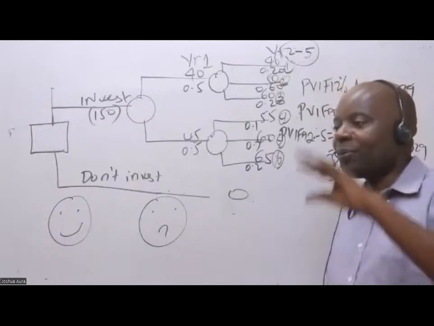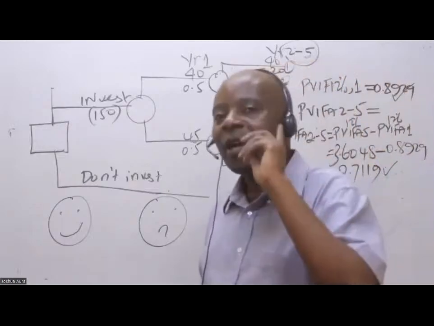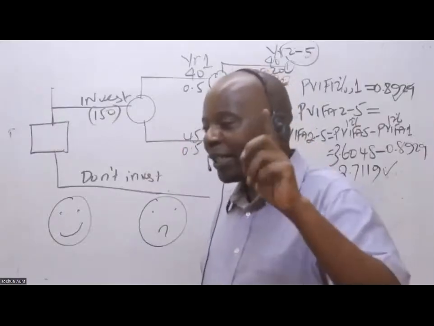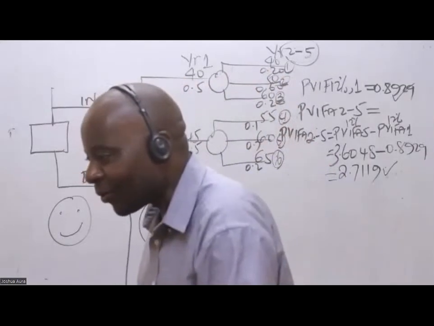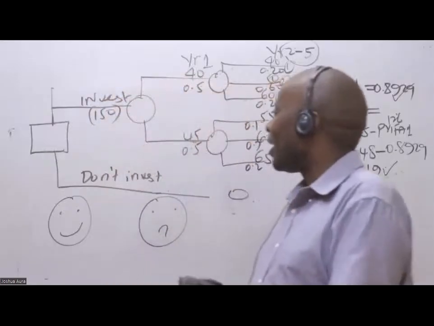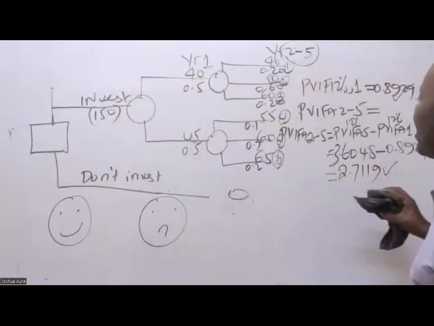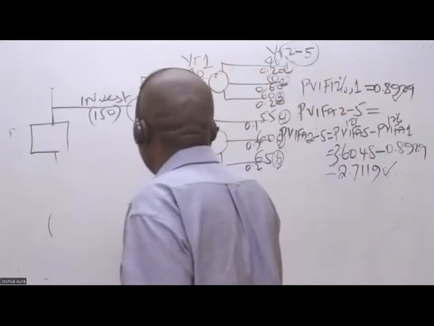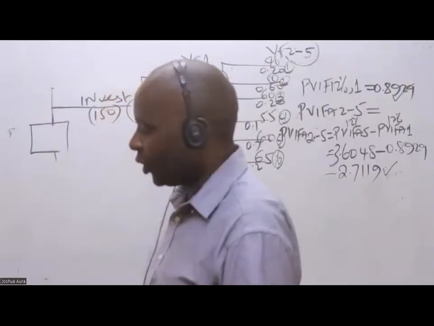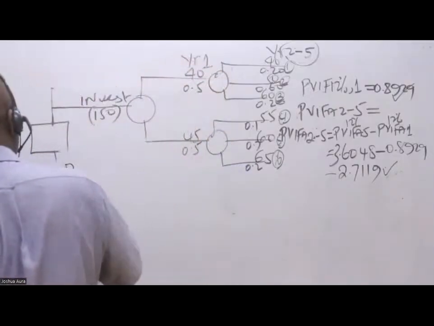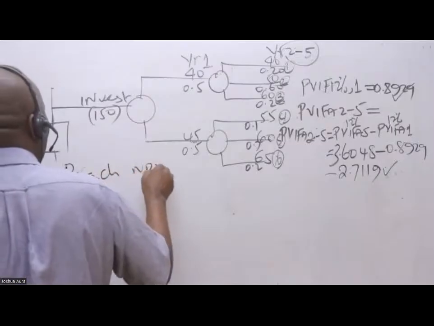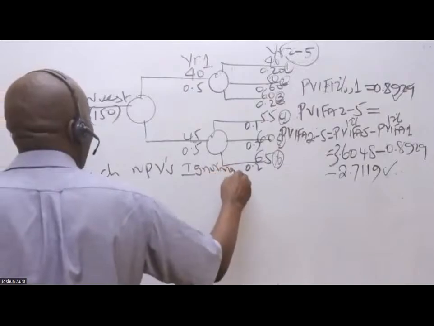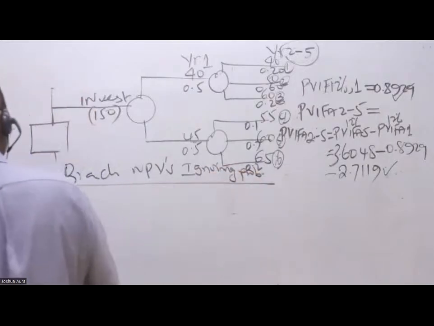Yes, marry those PVFs. The PVF and the PV-FA for year 1, they're always the same. Great. So please go to the branches and give us the net present value, ignoring probabilities, so branch number 1.